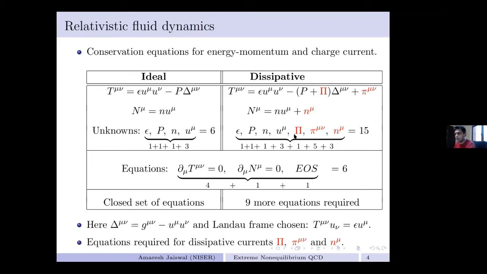One needs additional equations for these dissipative quantities, apart from the conservation equations, which are conservation of the energy momentum tensor and conservation of current. This quantity delta mu nu has been introduced, which is a projection orthogonal to u mu. We will be using this, so I just write it down at the beginning. More or less this is a picture of hydrodynamics, ideal versus dissipative hydro. But of course, one has to obtain equations for capital Pi, pi mu nu, and n mu, and then we can put them in the model.